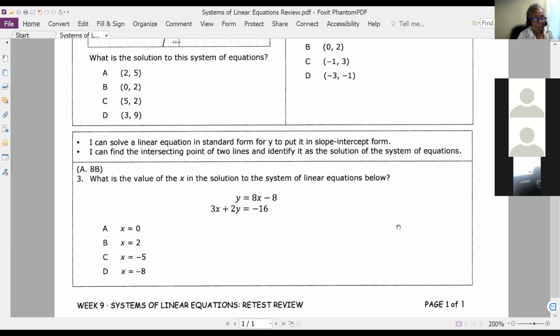Yes. Okay, these are the 2 equations. All right, let's go to my next screen.